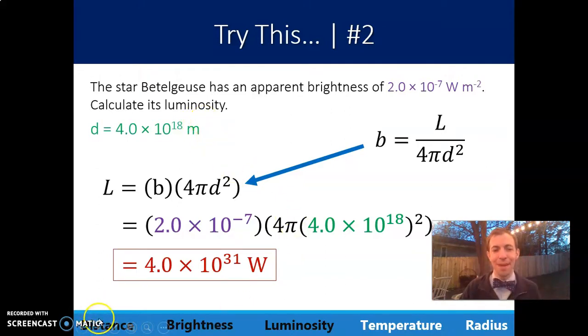So now we have calculated the distance, we were given the brightness, and we've calculated the luminosity. So we just have 2 quantities left for this conversation of calculation.